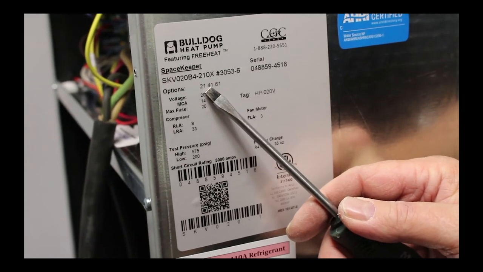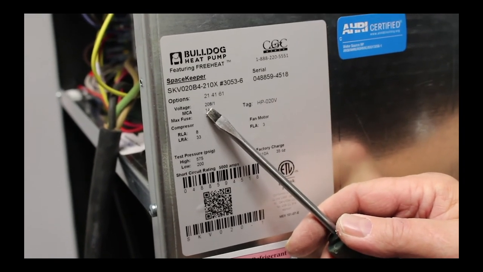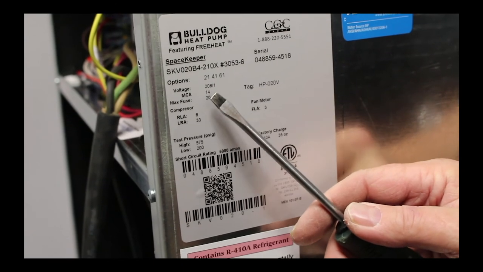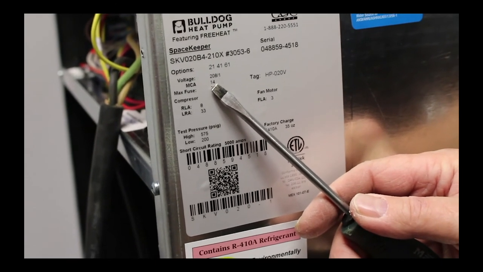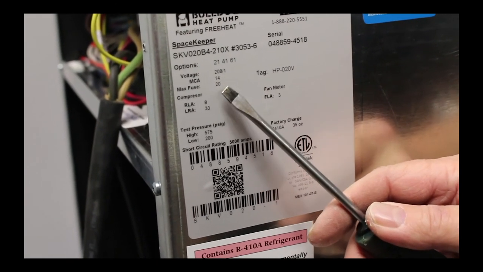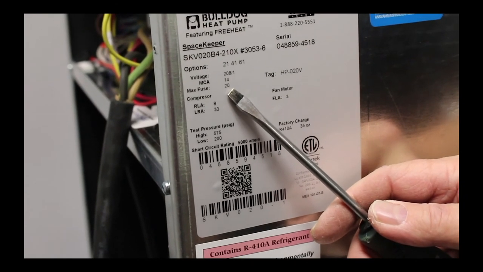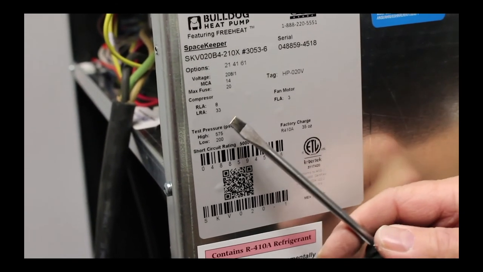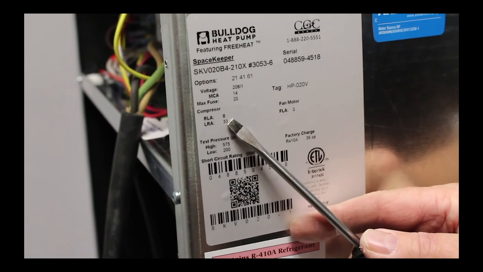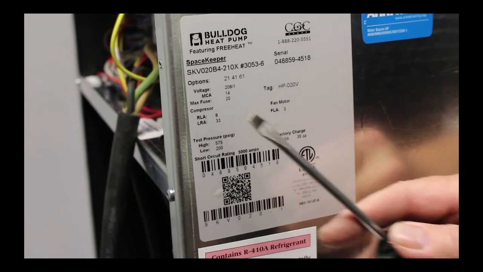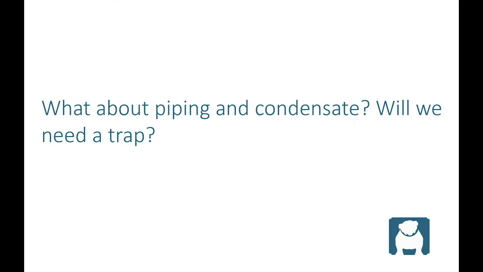Here we have the options, and this is what you're going to need for your wire size. Voltage. Minimum circuit ampacity, use that along with your code book to determine the wire size, and there's your maximum fuse size. Compressor rated load amps, locked rotor amps, and to the right we have the fan motor full load amps.